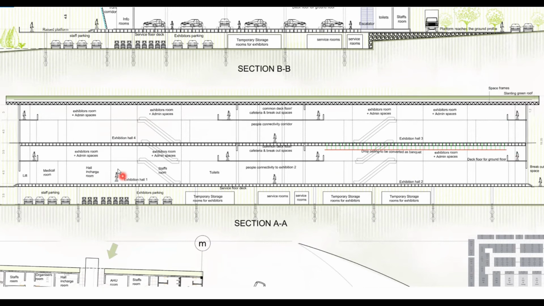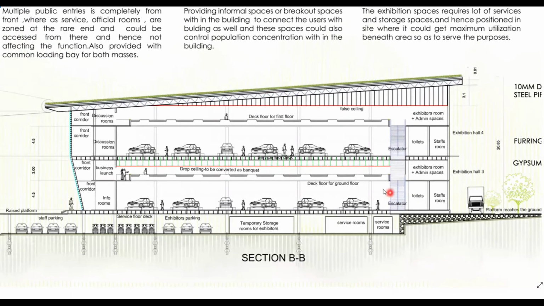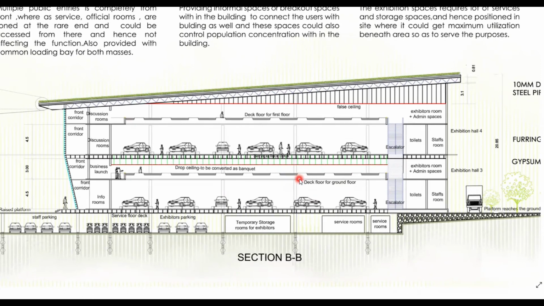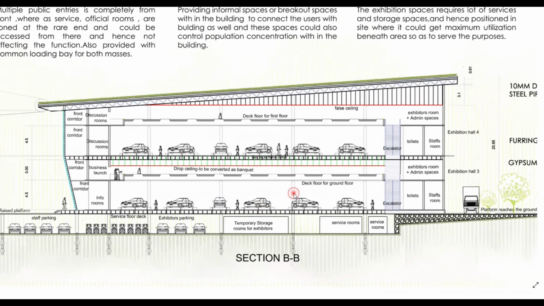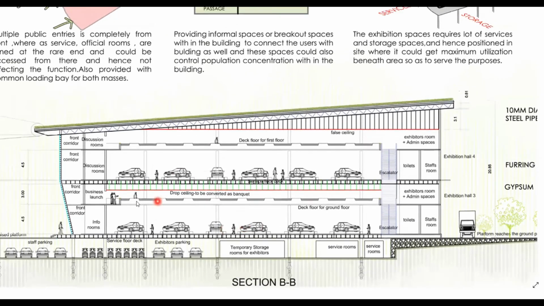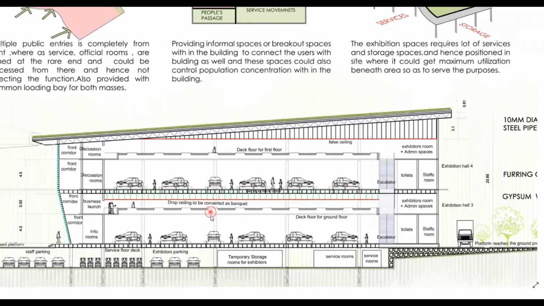This is exhibition hall 1, 2, 3, and 4. In exhibition hall 2, the ceiling could be lowered and converted to a banquet. This is a sample section showing a layout of a motor exhibition. Hydraulic lifting provisions will be provided for lifting the cars, and people could move around. This ceiling could be dropped and converted to a banquet as well.